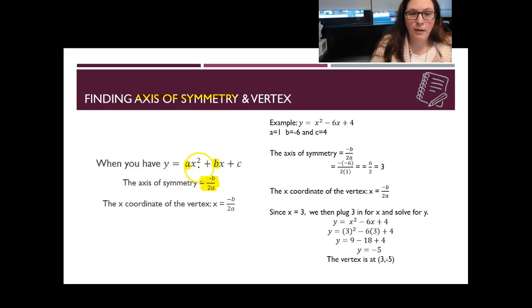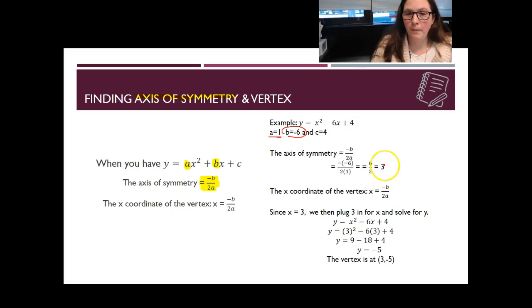So here, when you're going in, you've got y equals x squared minus 6x plus 4. In this example, the a value is 1, the b value is -6, and the c value is 4. In order to find the axis of symmetry, I just plug those into that equation. My b comes right in there and goes negative b, and on the bottom is 2 times a. A is right here, so 2 times 1. So negative -6 is 6, and 2 times 1 is 2. 6 divided by 2 is 3.